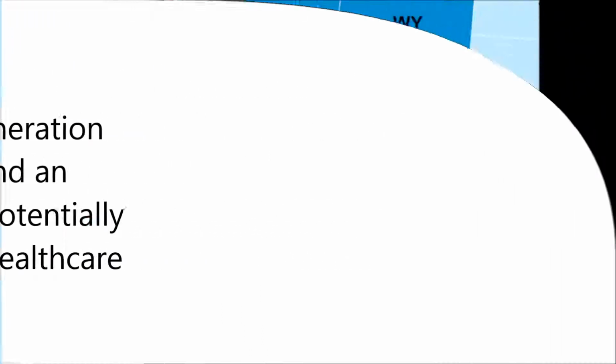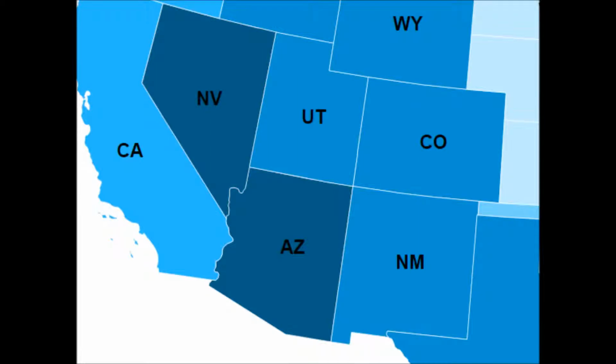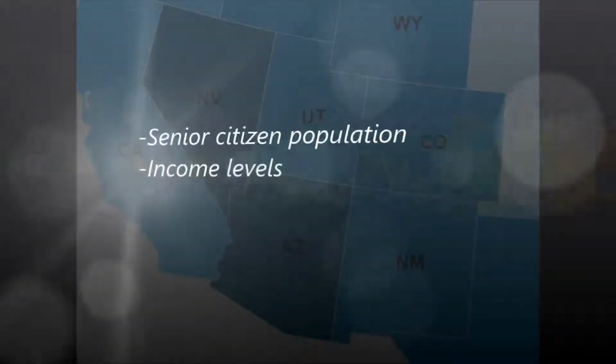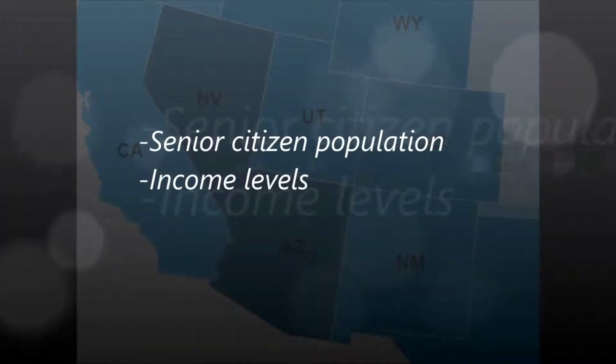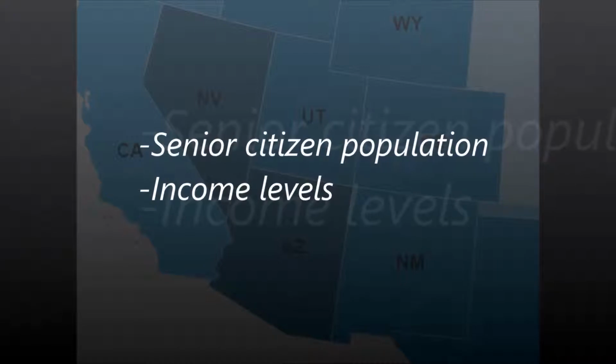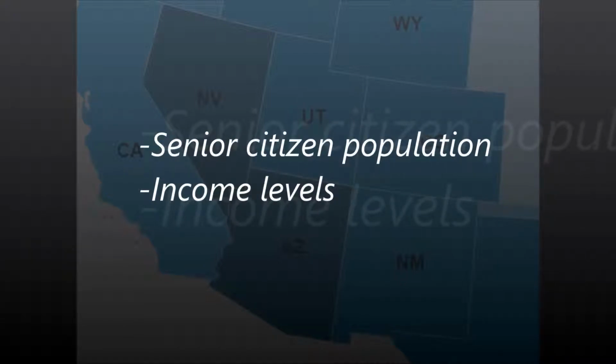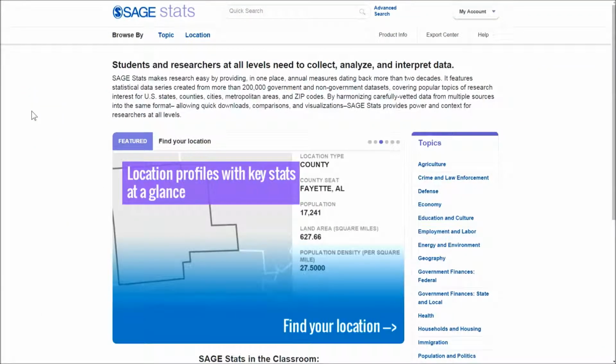Before I begin, I need to set down some criteria for my research. I know that I want to start a home healthcare business in the southwestern United States. I also know that I need statistics on both senior citizen population and income levels to set up a successful business. I will need to look at both historical data and projections to determine possible growth markets. I've come to Sage Stats for data to support my research.